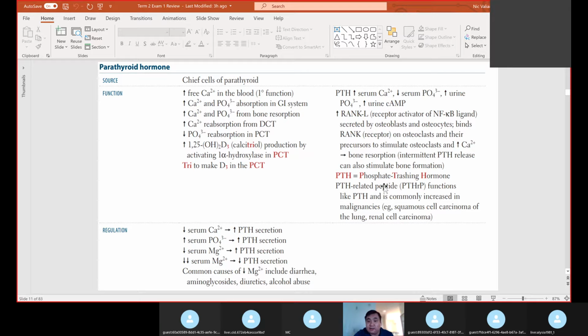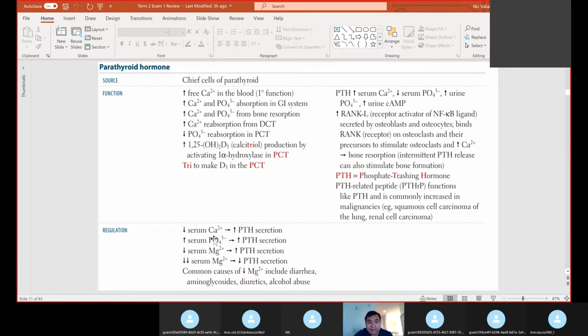As I've said, PTH, phosphate trashing hormone. In term 4, you're going to learn about PTH-related peptides, specifically squamous cell carcinoma of the lung, which functions like PTH. And this is commonly increased in malignancies. Also can be seen in renal cell carcinoma, but primarily squamous cell carcinoma of the lung. And please make sure you know the regulations.